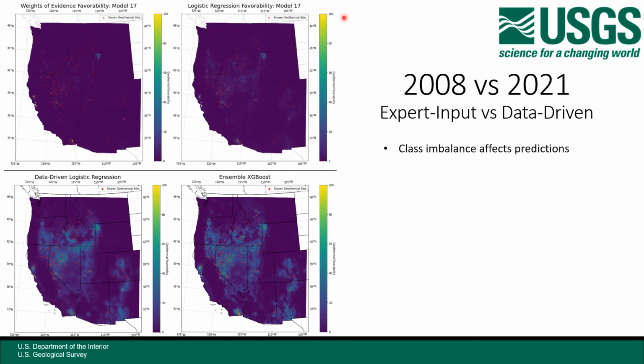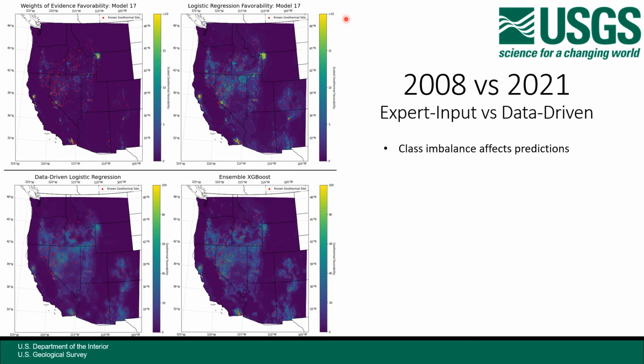When we compare the 2008 models to the modern models, we can make three fundamental observations. The first of which is how class imbalance decreased the geothermal favorability in the 2008 models, whereas the modern models attempted to correct for the class imbalance, producing a higher predicted geothermal favorability.